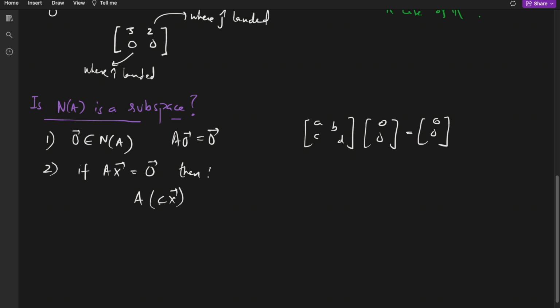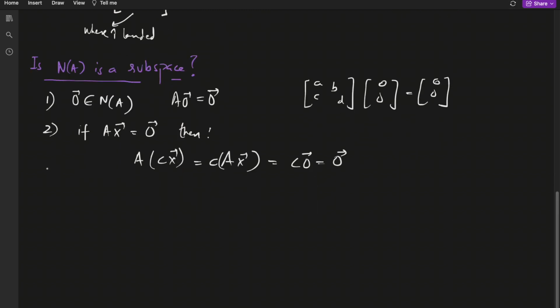In the previous lectures, we have seen the property of the matrix-vector product, that c can be taken out: A times c x equals c times A x. And we have already seen that if x is in the null space, then A times x is 0. So this becomes c times the 0 vector, and c times the 0 vector is always the 0 vector. This is also a property of the zero vector. We have seen that, so yes, this is also true.